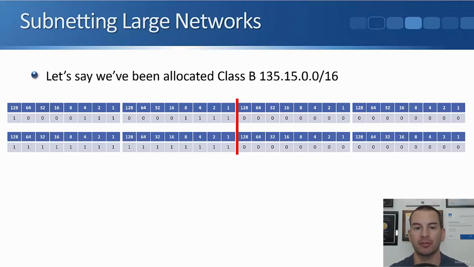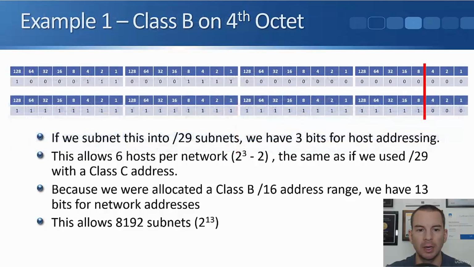So let's say for our first example that we've been allocated a Class B. The IP address is 135.15.0.0/16. That's our network address. And if we subnet that into /29 subnets, we're going to have 3 bits for host addressing because we've got 32 bits in the address. 32 minus 29 gives us our 3 bits. And that will allow us 6 hosts per network, because 2 to the power of 3 is 8, minus our 2 gives us 6 hosts.